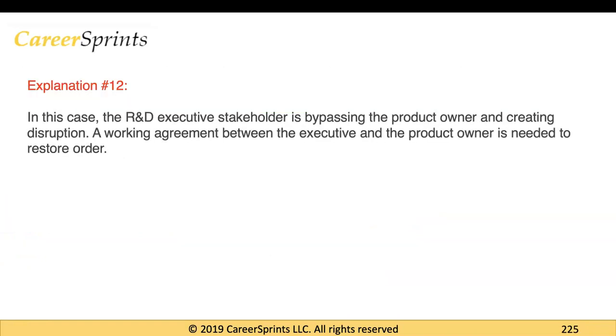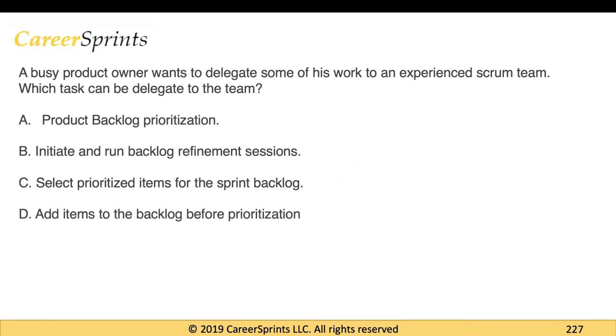So in the explanation, it says, in this case, the executive stakeholder is bypassing the product owner and creating disruption. A working agreement between the executive and the product owner is needed to restore order. So that's your explanation for question 12. Let's look at question 13.